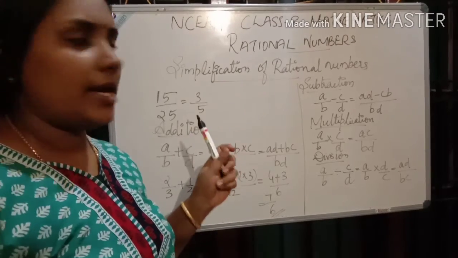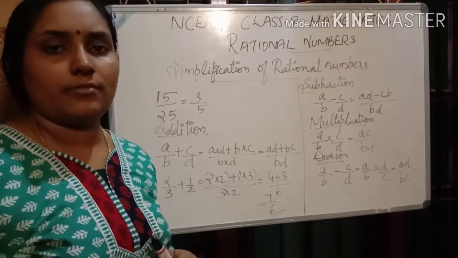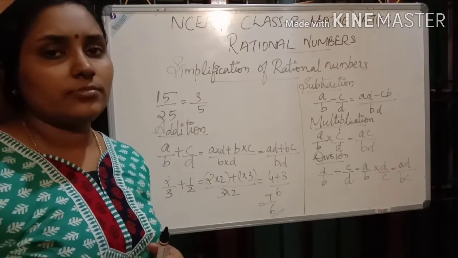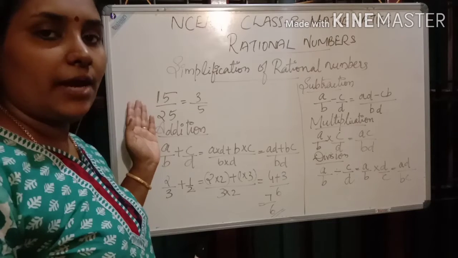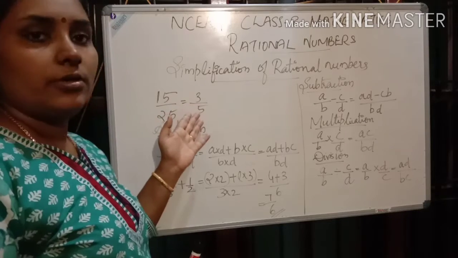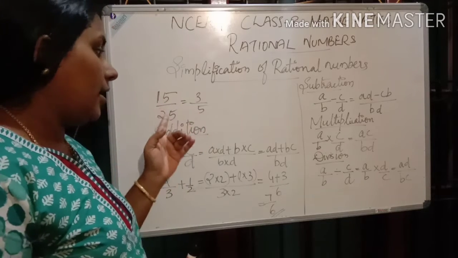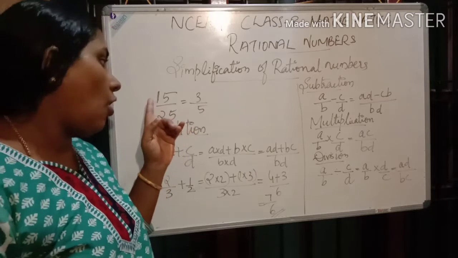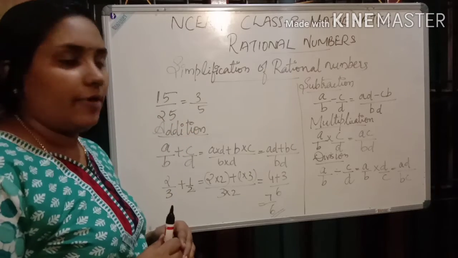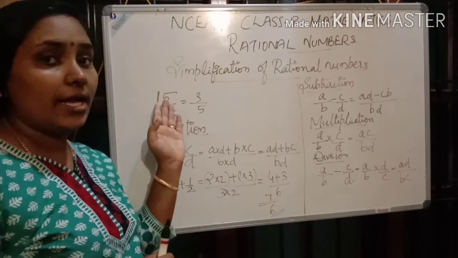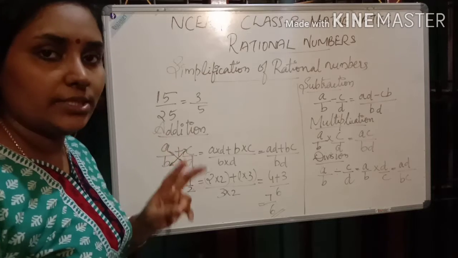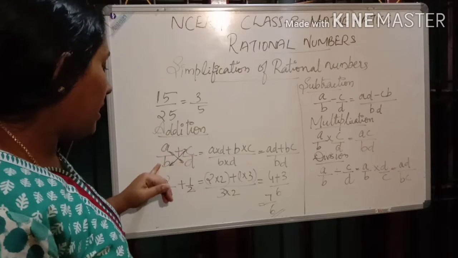If we are getting the number as 15 by 25, is it the reduced form? Not. We can reduce this number to 3 by 5, because 5 is the common factor of 15 as well as 25, right?